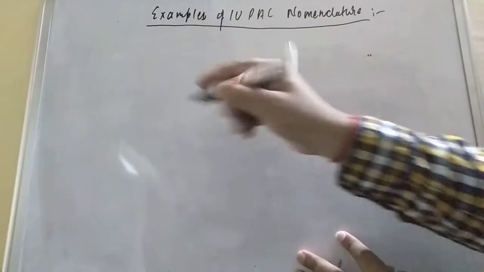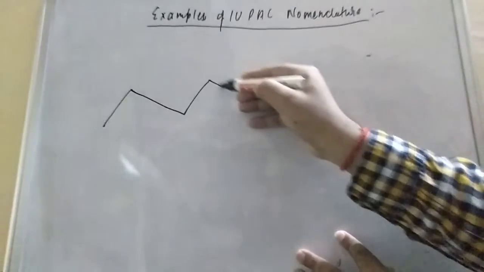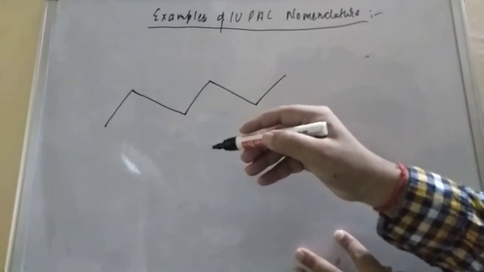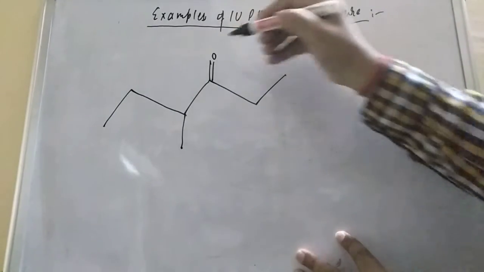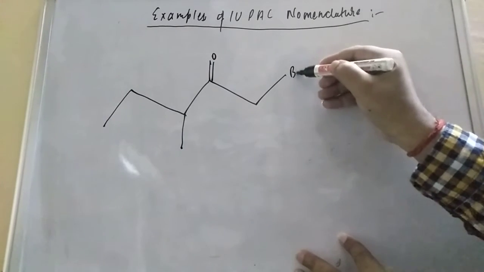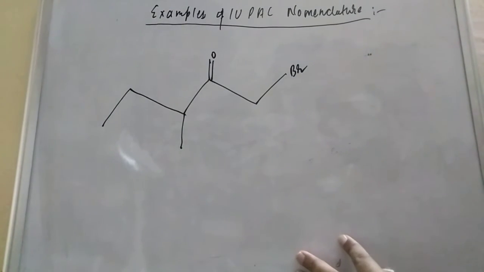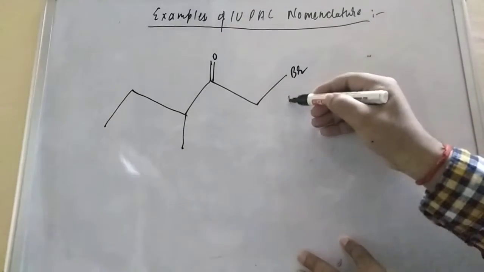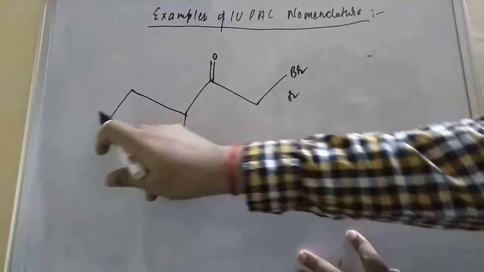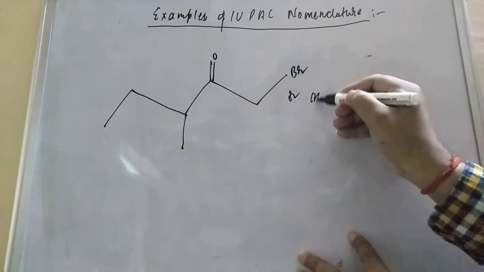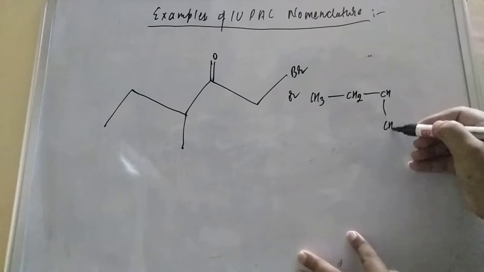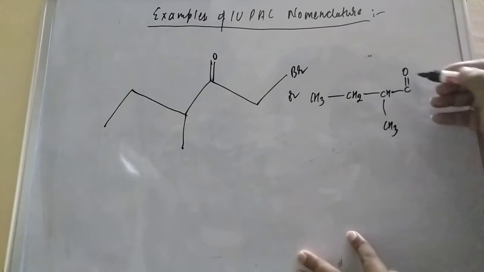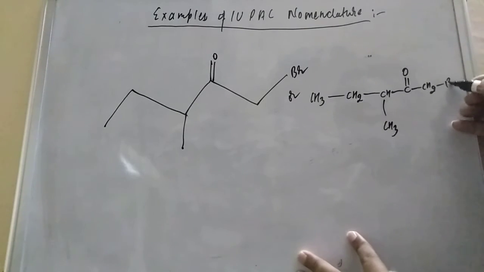So if you want to write the name of this compound, student, I am writing this. Suppose you talk about this compound, student, here is a methyl group, here I am putting a ketone group, and here I am putting a Br group. Student, we have to write the name of this compound. You can write the terminal carbon as a methyl group, so CH3, then CH2, here is CH, here is CH3, this side C double bond O, then CH2, and here is Br, student.